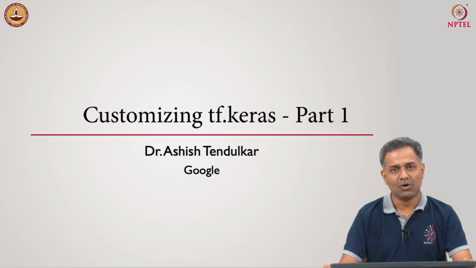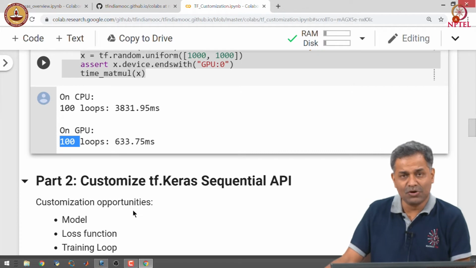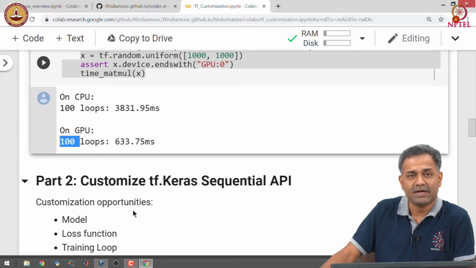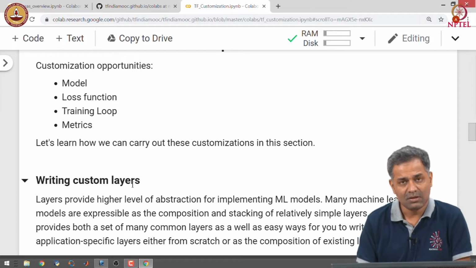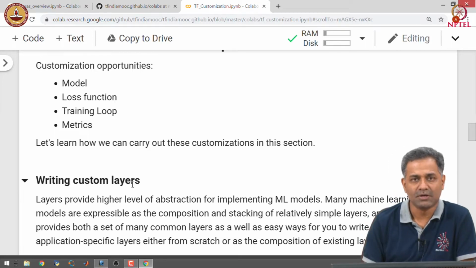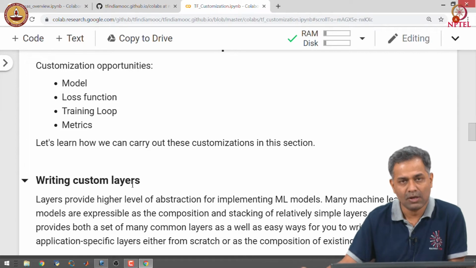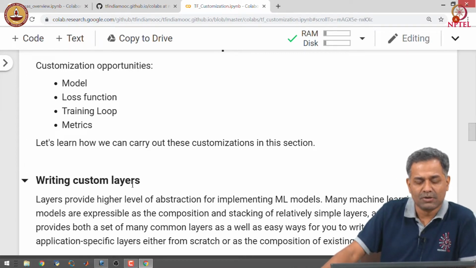We just learnt how to perform a specific operation on the device that we intend to use. Let us move on to understand how to customize the tf.keras sequential API. There are customization opportunities in the model, in writing a new loss function, or training loop, or using a new metric for measuring the performance of the model. Let us learn how to carry out this customization in this section.